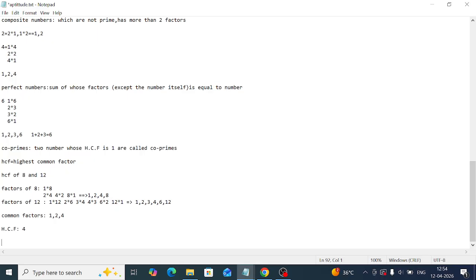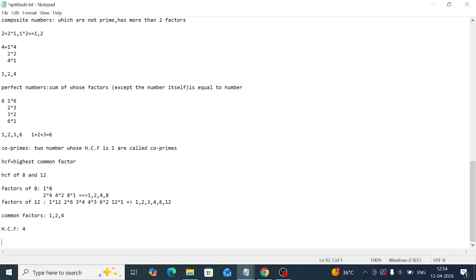That's why it is so. But when we call co-prime, two numbers 8 and 12, whose HCF, highest common factor, is what here? 4 we are getting. After common factoring, the highest value is 4. But those whose HCF is 1, then they are called co-primes.